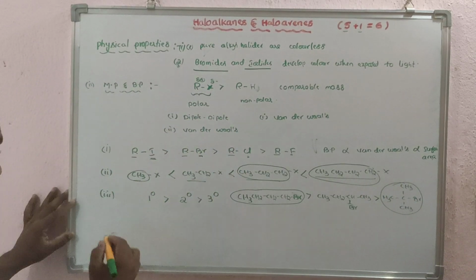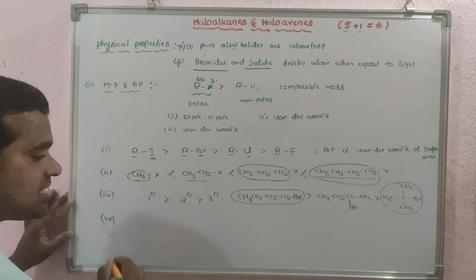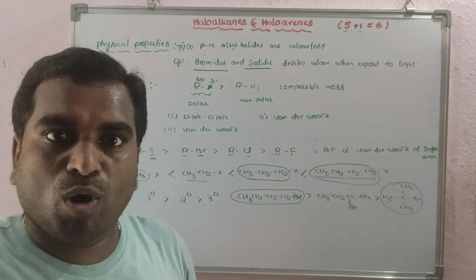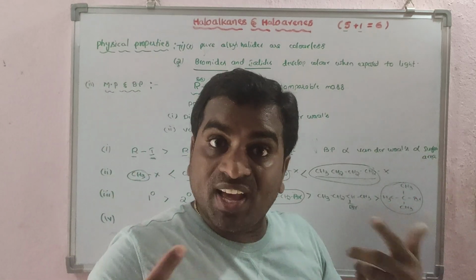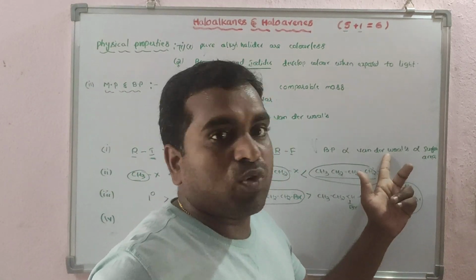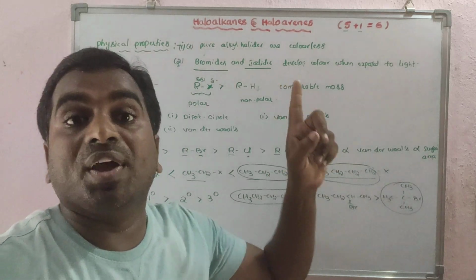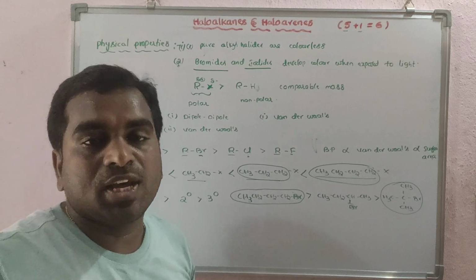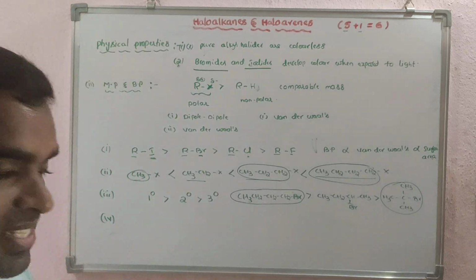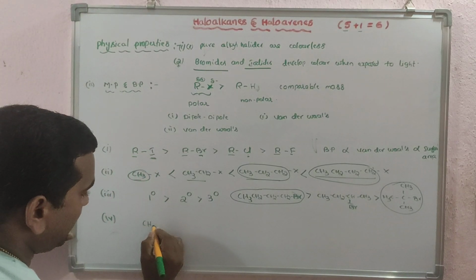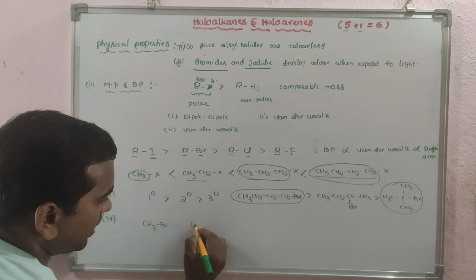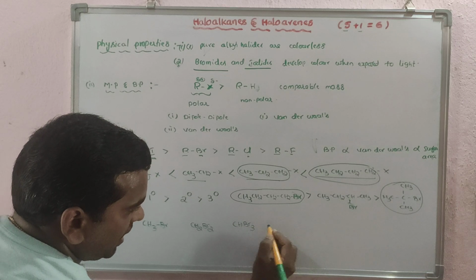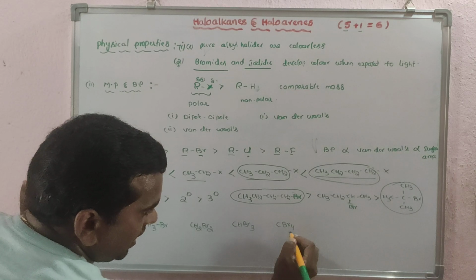Clear? And the next one, the fourth one: as the number of halogen atoms increases, automatically molecular mass increases, then surface area also increases, and van der Waals forces increase, so boiling points also increase. Clear? As the number of halogen atoms increases, boiling point also increases. Take the example. Suppose I take CH3Br here. Next one CH2Br2. Next one CHBr3, and next one CBr4.